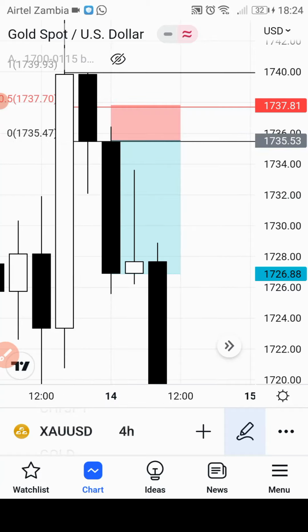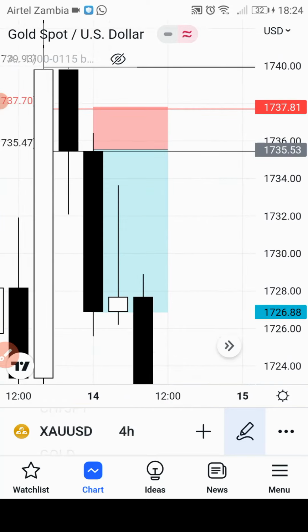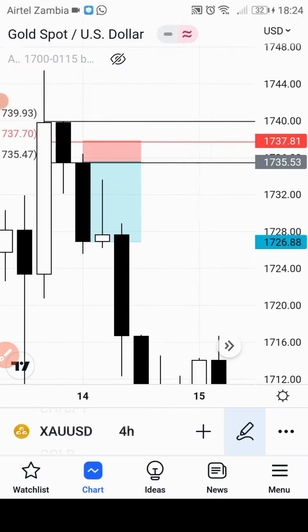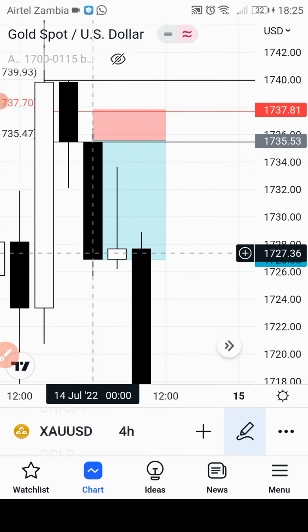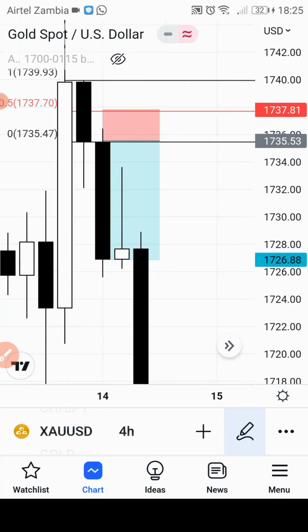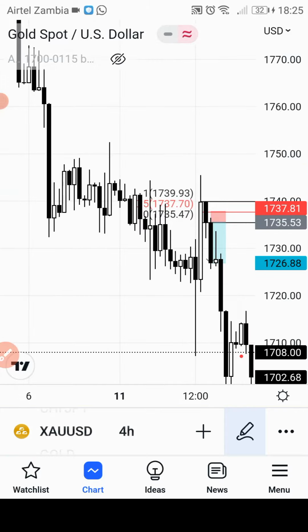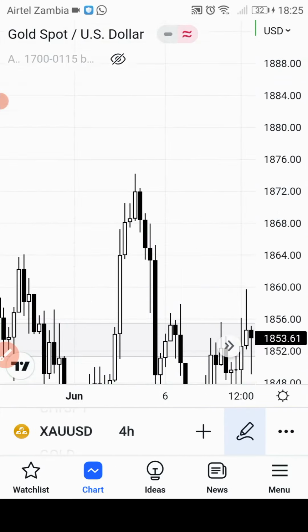So if we can see, this trade was a profitable trade, gave us about 3.79 RR. You can see it opened from here and closed right here. Yes, so that's a profitable trade. For buys, it's the same thing. Let me look for a buy example. Okay, so here is a buy example.